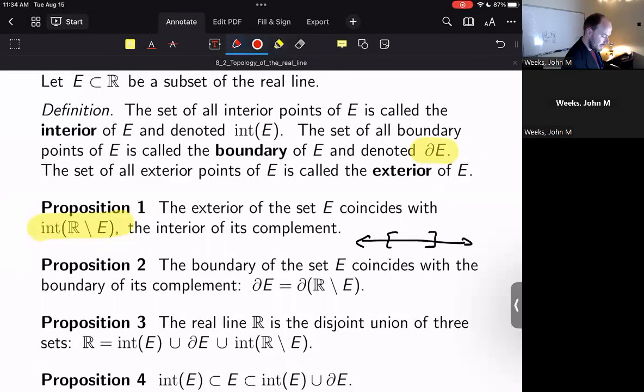But remember that the way we drew that picture was that it looks like this. It's all the stuff to the left and all the stuff to the right of this closed interval. Well, what have we just drawn? Notice that this is all of the stuff that is in the complement of this set E.